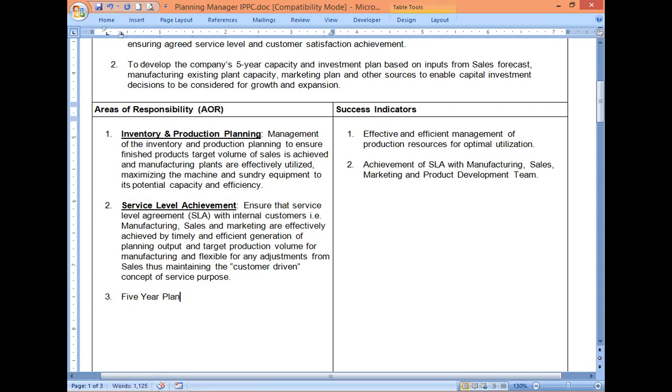I think that would be okay, 5-year plan or 5-year plan formulation, because there are also other divisions or departments doing this, like the sales. You're not the only one doing it. So just formulate the plan. Support the manufacturing.